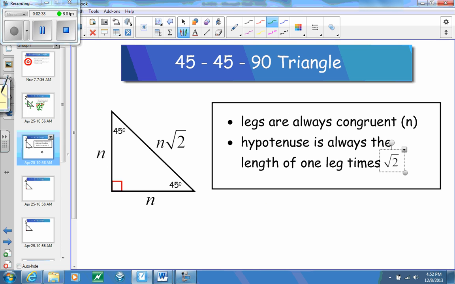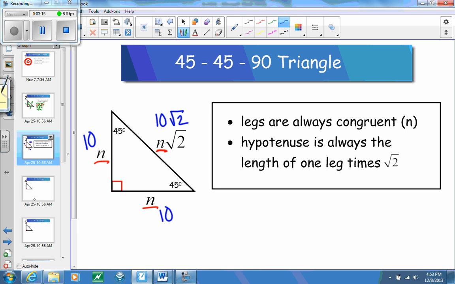On the next slide, I have it written out here. So the first thing that we need to understand here is that the legs are always going to be congruent to each other when working with a 45, 45, 90 triangle. Here I have them both as n. And the hypotenuse is always going to be the length of one leg times the square root of 2. So n is representing the length of the leg, and then I have it times the square root of 2. So let's say that n was equal to 10. Well, I know that the other leg would have to equal 10, and then my hypotenuse would be 10 square roots of 2. And we can fill that in.